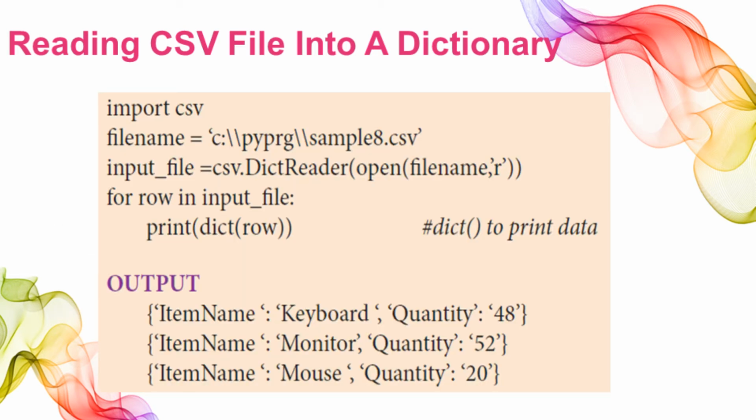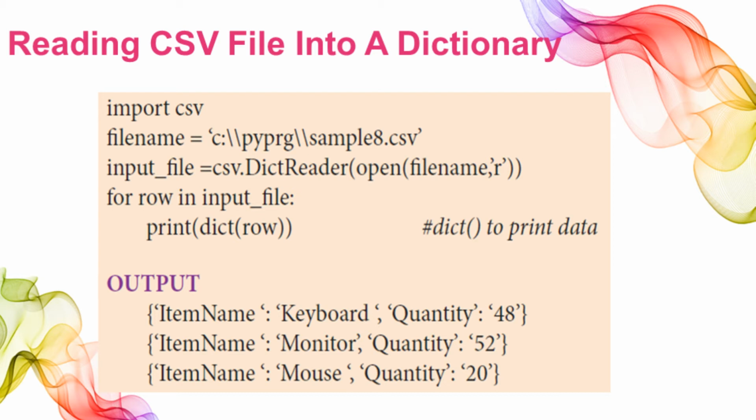Import csv, just we are going to import the CSV module. File name is equal to, we are going to type the file name and the location where we saved the file. Input file is equal to csv.DictReader of open of file name. Here we are going to read the input file, for row in input file. Now we are going to access each and every element in the input file. After reading each element, we are going to print dict of row.